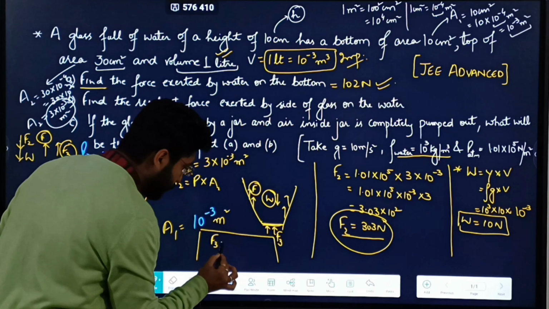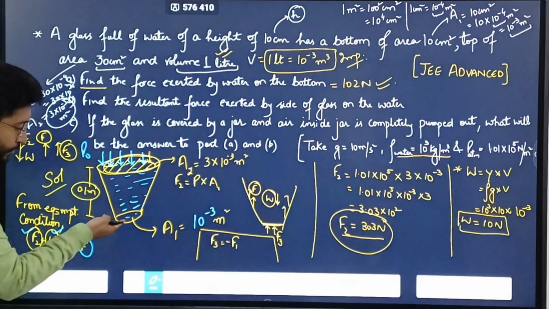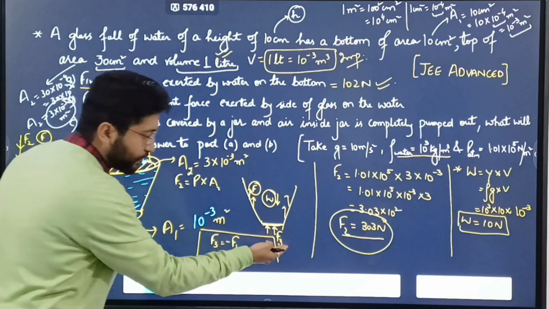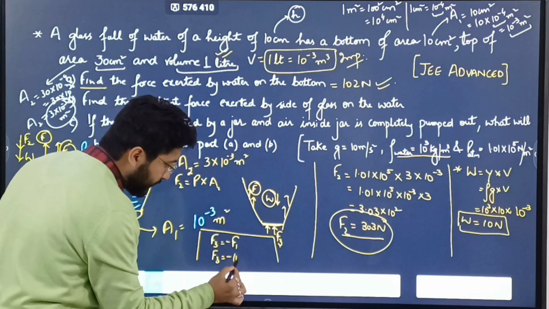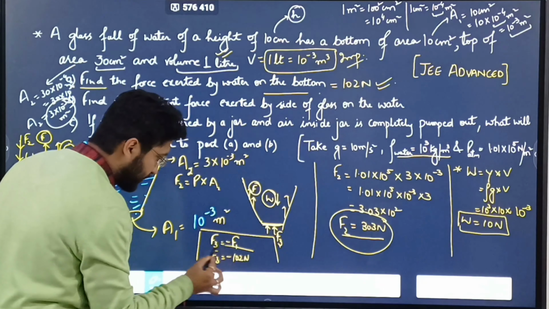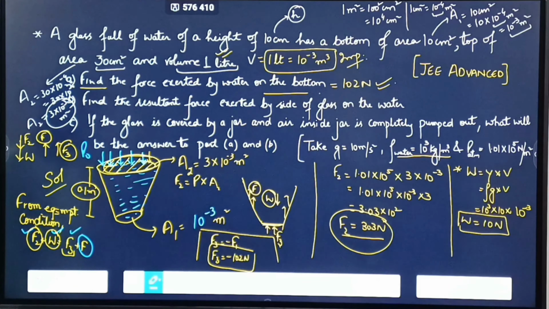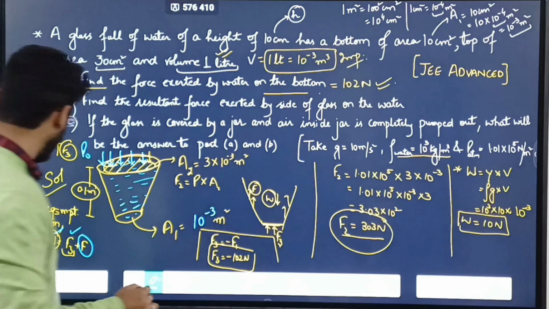F3 is equal to the minus of F1, because this force which is acting on the bottom has to be resisted by the glass. So the F3 value comes to be minus 102 Newton, which was calculated in the first case. Now substitute this value in this equation, and from that we will get the value of F.